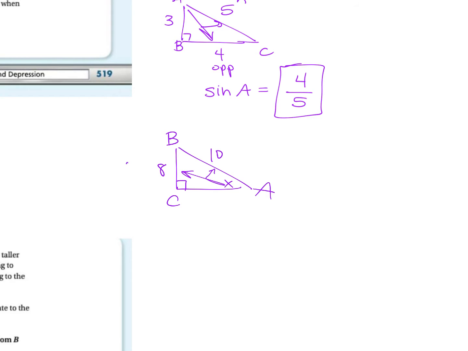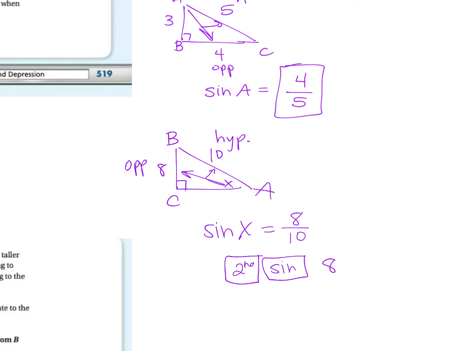That's sine because it's opposite and hypotenuse. So you would say the sine of the angle equals 8/10. And then how do you plug it into your calculator for that? Second sine. So you'll hit the second button, the sine button, and then 8 divided by 10, right? Second sine, 8 divided by 10, because this is what we're doing. The inverse sine of 8/10.